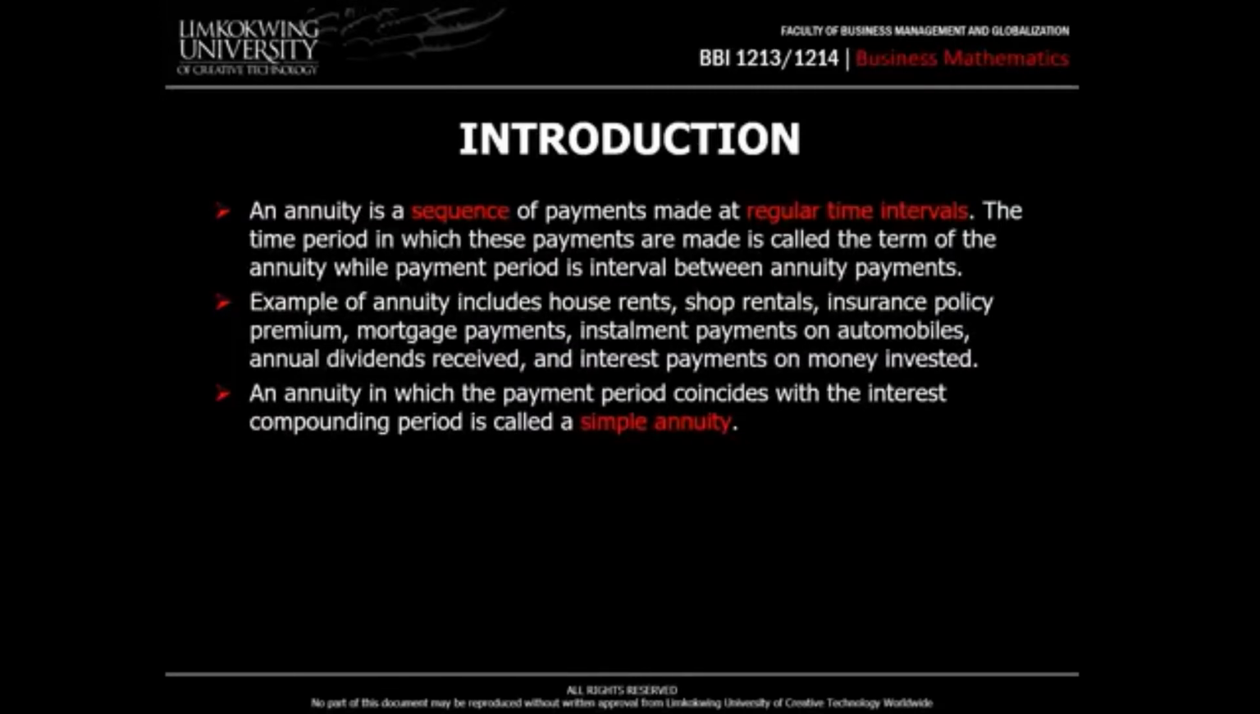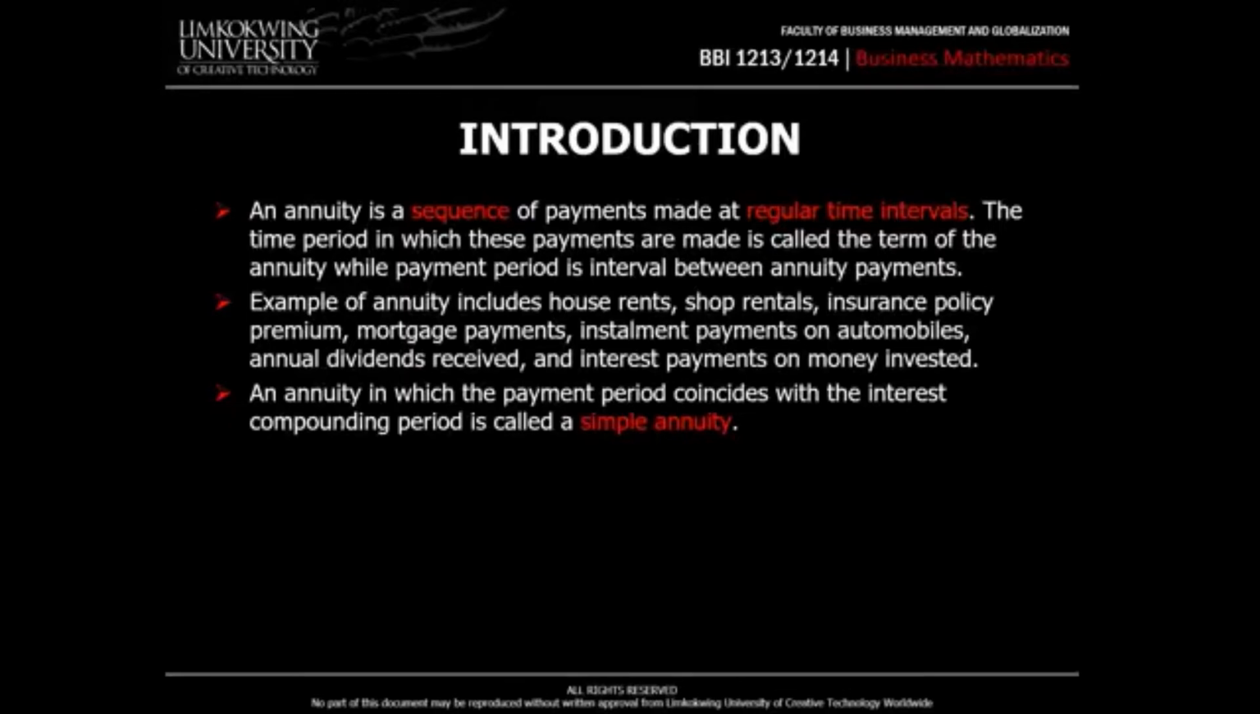Okay, this is the definition of an annuity. An annuity is a sequence of payments made at regular time intervals. The time period in which these payments are made is called the term of the annuity, while the payment period is the interval between annuity payments. Sequence means a certain period of timing. For example, you are paying for a car loan or paying for house rental. Every month you need to pay some amount, every month for 2 years, or 3 years, or 9 years, or 5 years. This is what we call a sequence of payments, and it is at regular time intervals.